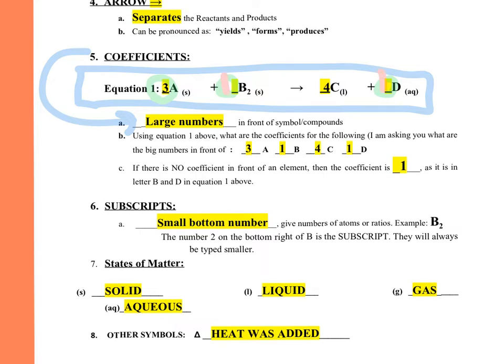What is the coefficient for the letter C? What is the big number in front of C? So the coefficient is 4. Therefore, the coefficients for the equation would be right here.